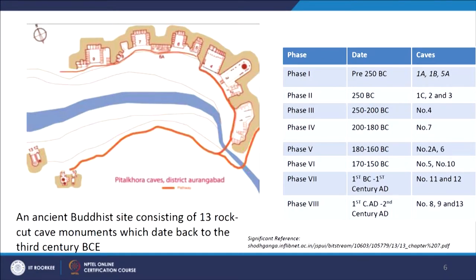on the other side of the caves, you can see that they date back to the 1st century BC and 1st century AD as well. And number 8, 9 also goes back to 13, which is a more refined stage in the 2nd century AD. So this is how it took almost from pre-250 BC till the 2nd century AD. That is a kind of timeline of how these cave dwellings were developed in this region, in the Sahyadri range of Western Ghats in Maharashtra.